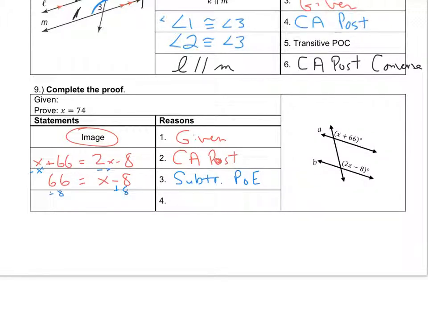What have we done to both sides? Well, we've added something to both sides, and that is the addition property of equality. That says that if you add the same thing to both sides of an equation, you will end up getting a new but equal equation to the first. And here we end up with our 74.